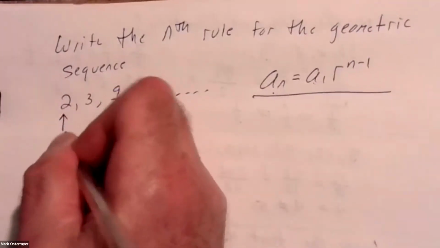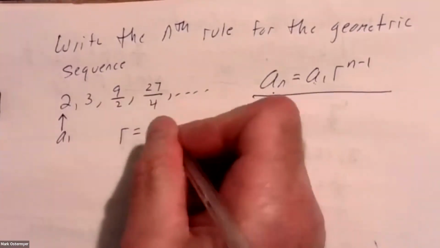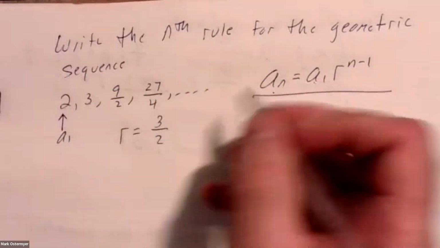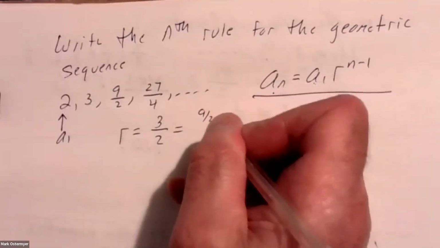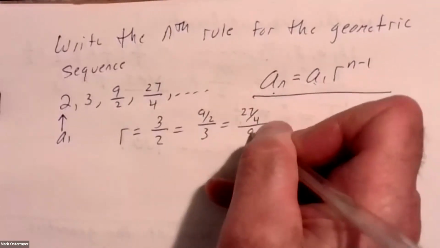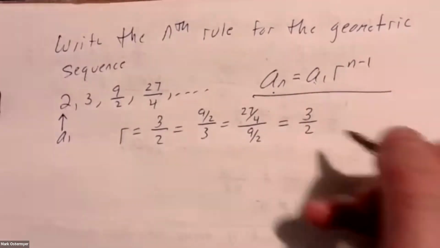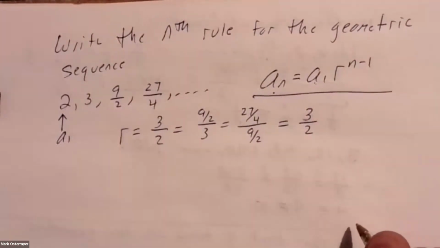Well, the first term is 2. Now, what's the common ratio? The common ratio is going to be 3 divided by 2, or 9 halves divided by 3, or 27 fourths divided by 9 halves. In each case, you do get 3 halves. So that's your common ratio, 3 halves.